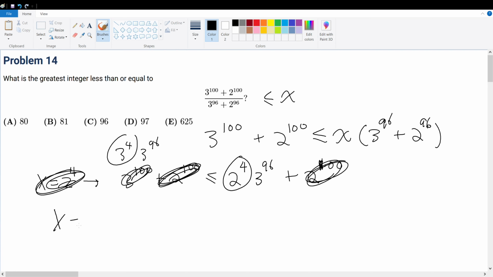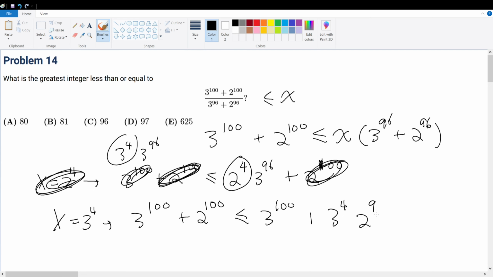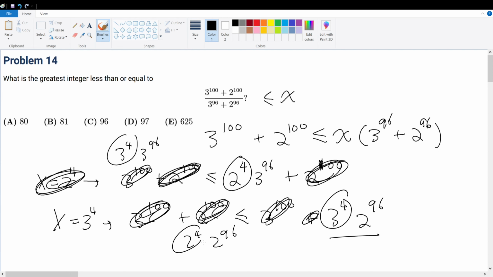But what about x is equal to 3 to the 4? Well, we might get something here, because that's 3 to the 100 plus 2 to the 100 is less than or equal to 3 to the 4 times 3 to the 96, right, plus 3 to the 4 times 2 to the 96. Now, obviously, this gets eliminated, and we are left with 2 to the 4 times 2 to the 96, right? Is that less than or equal to this? Well, obviously, yeah, because 3 to the 4 is larger than 2 to the 4. And so when x is equal to 3 to the 4, this has to be a valid solution. And so 3 to the 4 could go right here. And that is the same thing as 81.